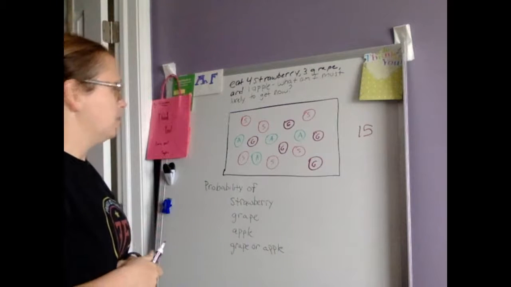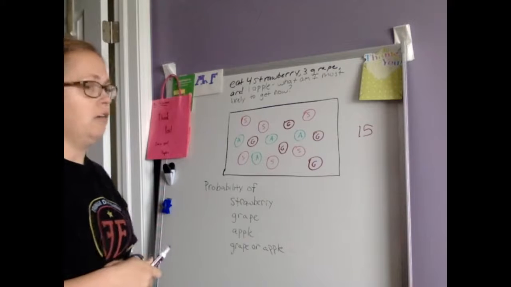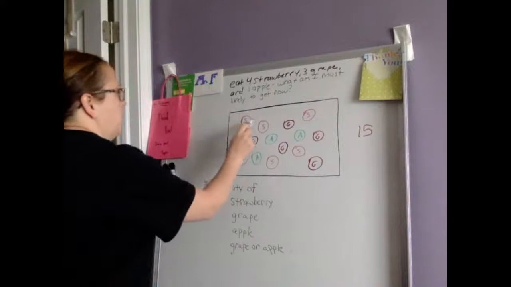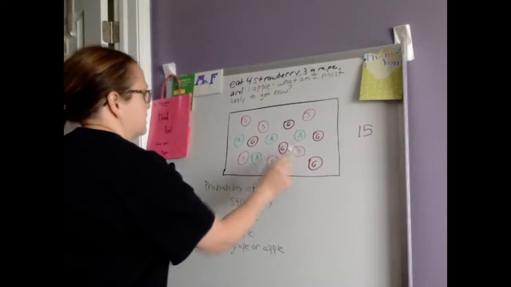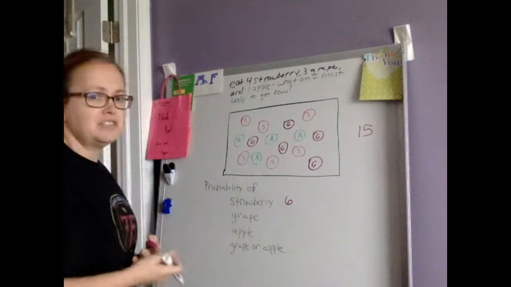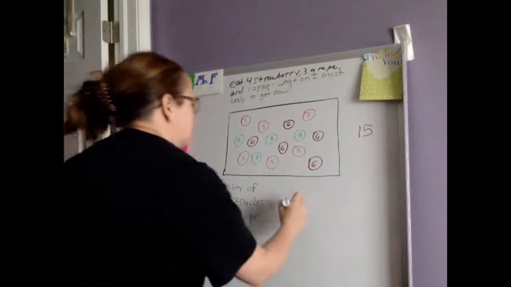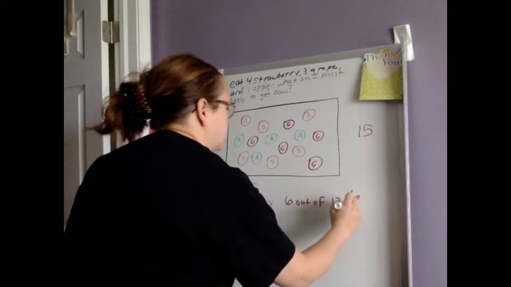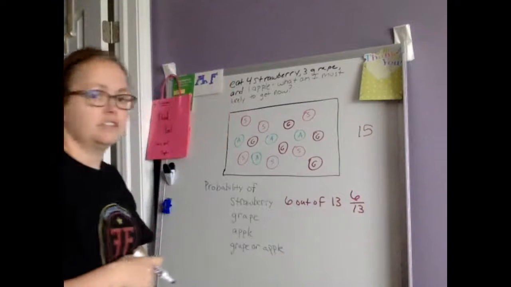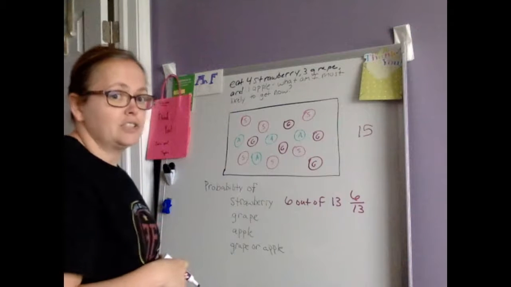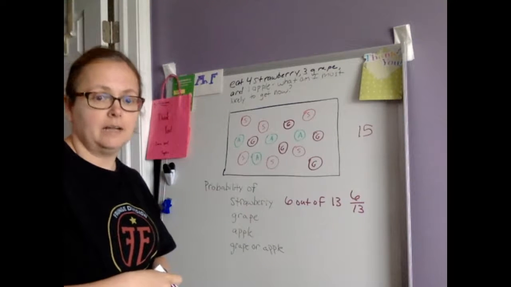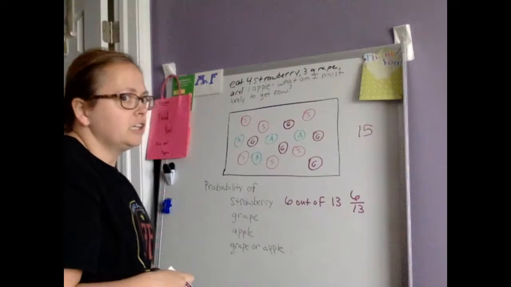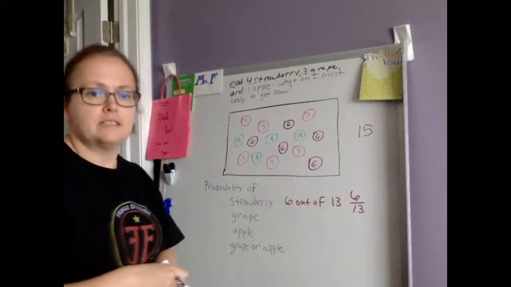So if I want to know the probability of pulling out a strawberry piece, all I need to do is count the pieces of strawberry. 1, 2, 3, 4, 5, 6. Right? So 6. But my answer is not just 6, okay? It's 6 out of 15. I can also write it as a fraction, 6 out of 15. If I wanted to, I could even turn it into a percentage. I don't really want to do that today, but I could. And if I wanted to do that, I would divide 6 by 15. And I already know that it's a little less than half because I know that 6 is less than half of 15.